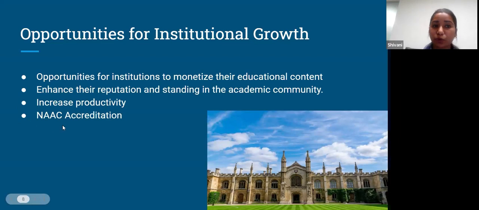And last but not the least, we have NAAC accreditation. Universities can use those data analytics for NAAC accreditation purposes also. And apart from these four pointers, there are a number of opportunities that a university can get after adopting these digital content platforms.